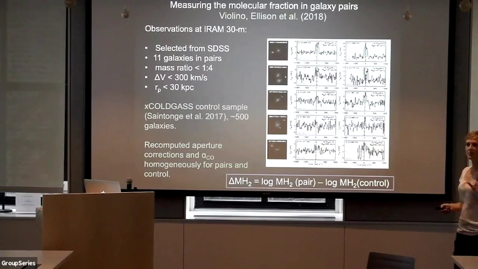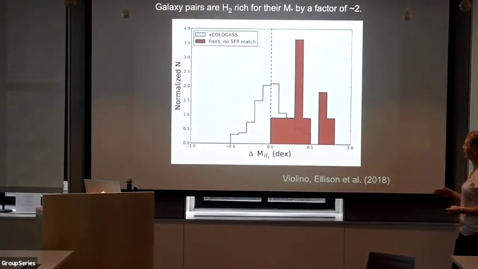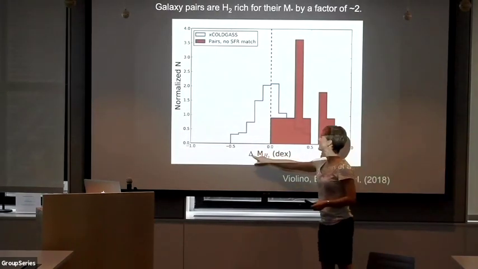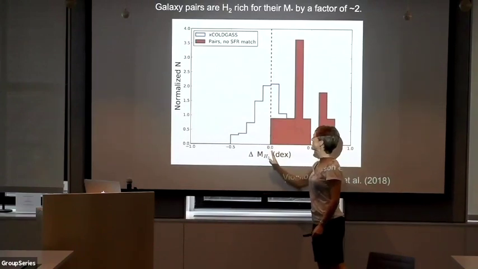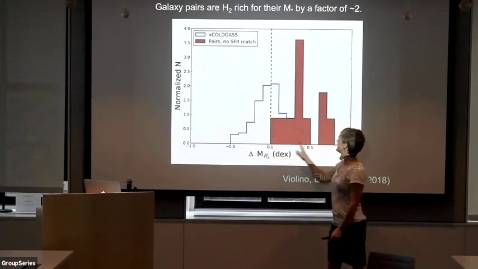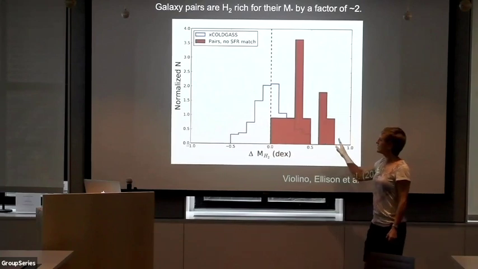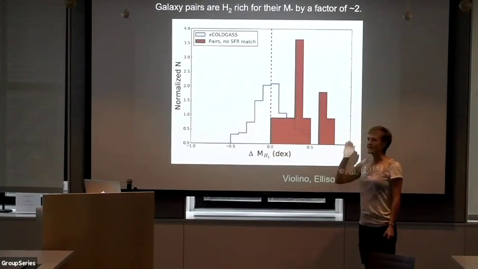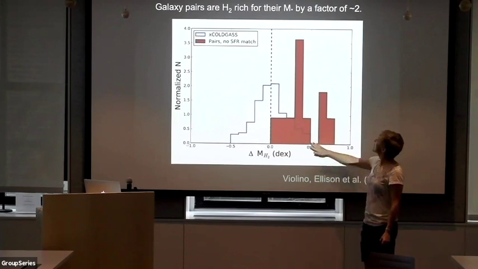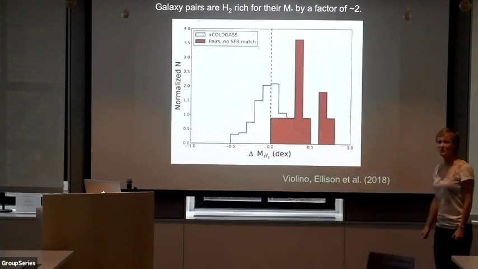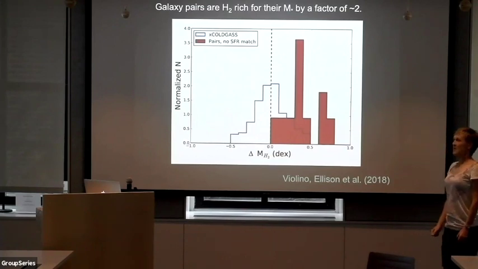Because this is a small sample, I cannot really plot this as a function of projected separation anymore. I'm just going to show you a histogram of what those gas mass offsets are. So just look at the red histogram, which is for that pair sample. And what you can see is that relative to the dashed line, which is now a vertical dashed line rather than a horizontal one, these values are all positive. So not only is there no deficit of molecular gas in these pairs, there is actually an excess by a factor of about 2 or 3. So that was a bit puzzling.